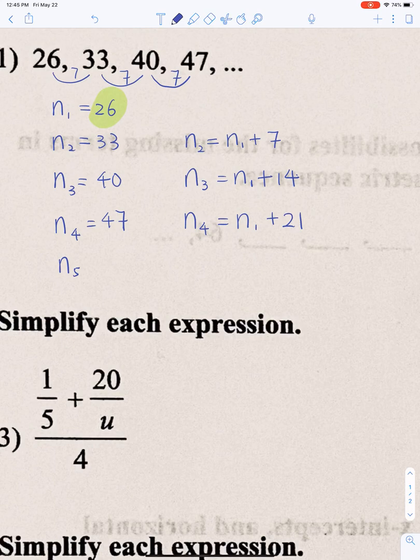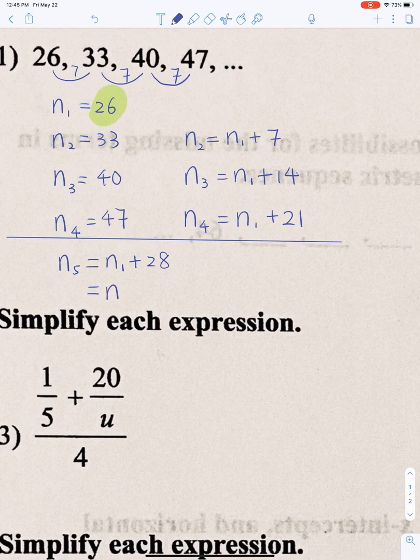Now we can figure out N5. After that, we can reason it. N5 equals N1 plus 28. We can write it another way: N1 plus 4 times 7. 4 and 5, what is the relationship? 5 minus 1 is 4. So we can make the general formula. The nth term equals the first number, which is 26, plus how many times 7 we add for the difference: n minus 1 times 7.